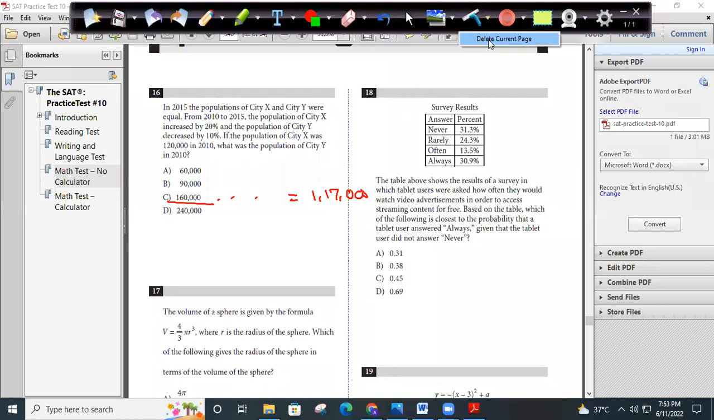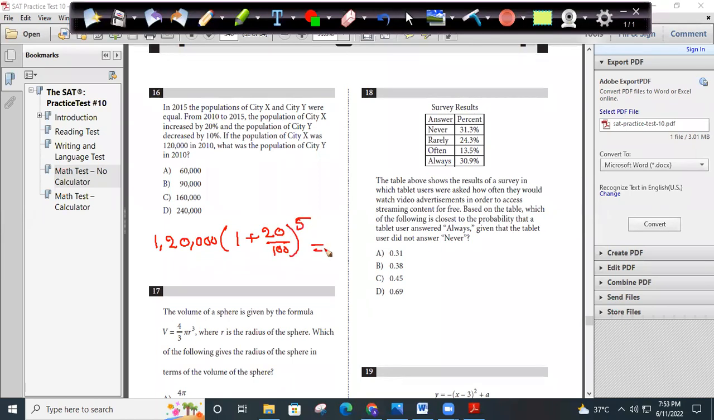If you know the mathematical way, listen here. What is the population in 2010? 1,20,000. Into how much is it increasing every year? 20%. So 1 plus 20% whole to the power of 5 is equal to the population of city Y. I don't know, let it be A. But how much is it decreasing? 10%. So 1 minus 10 by 100 whole to the power of 5.